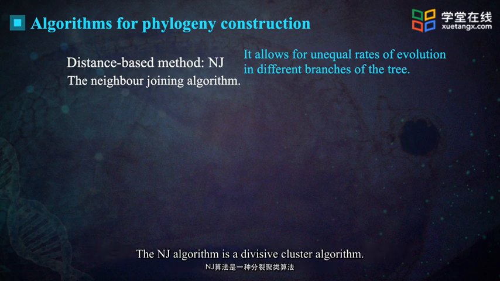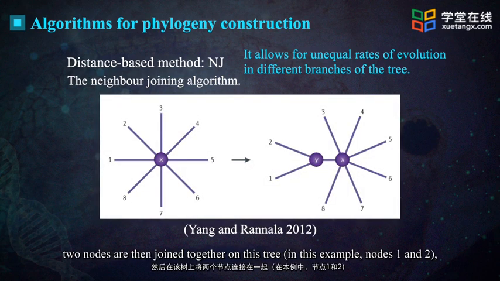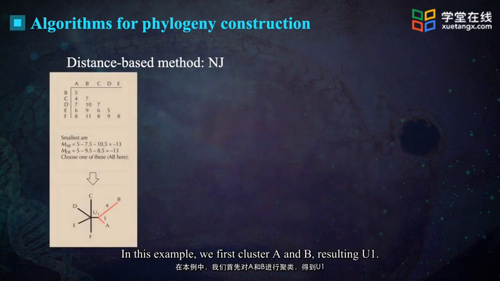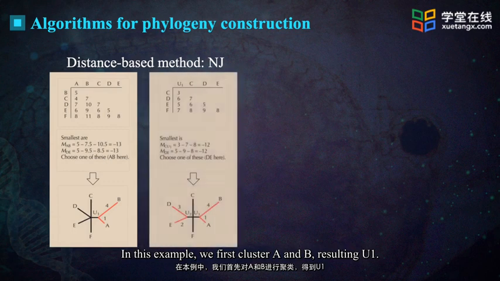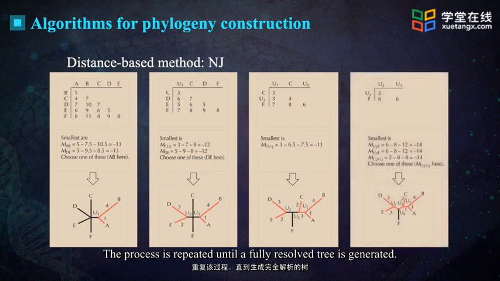The NJ algorithm is a divisive cluster algorithm. It starts from a star tree. Two nodes are then joined together on this tree. In this example, nodes 1 and 2, reducing the number of nodes at the root, node X, by 1. In this example, we first cluster A and B, resulting in U1, and then cluster D and E, resulting in U2. The process is repeated until a fully resolved tree is generated.